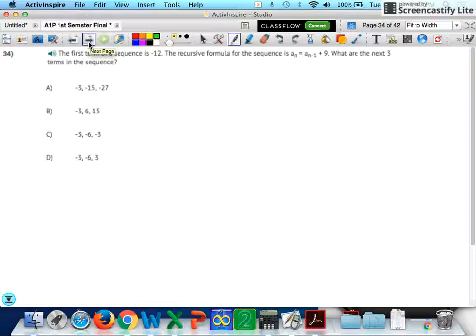Number 34, the first term in the sequence is negative 12. That means a sub 1. The recursive formula given here means my next term, a sub n, equals our previous term plus 9. What that means is a sub 2, if I want my second term, is a sub 1 plus 9. So I had to use that information. I figured out that a sub 2 equals negative 3, okay?